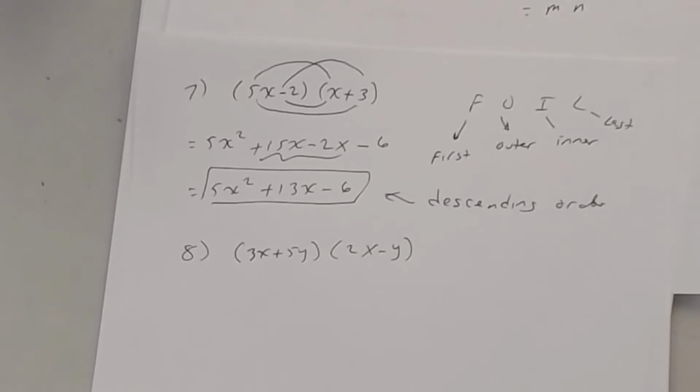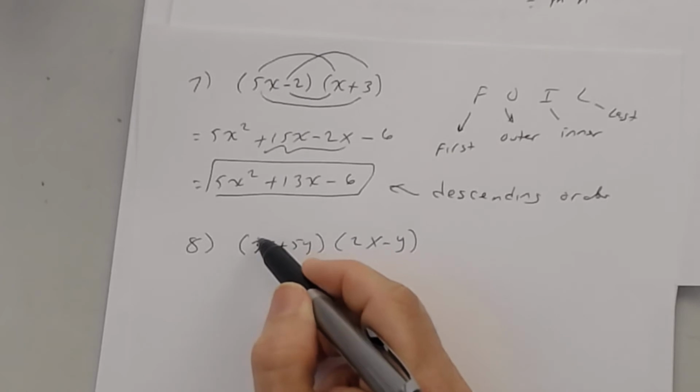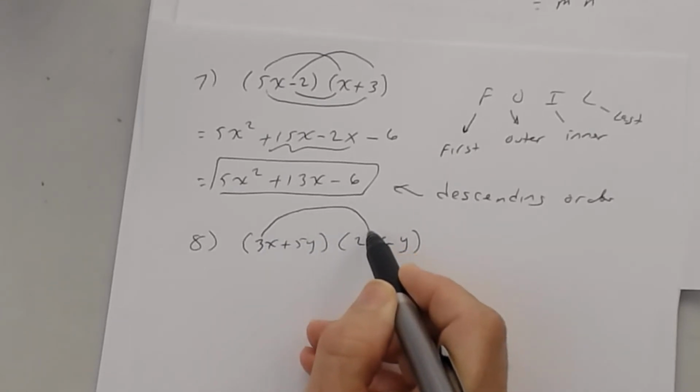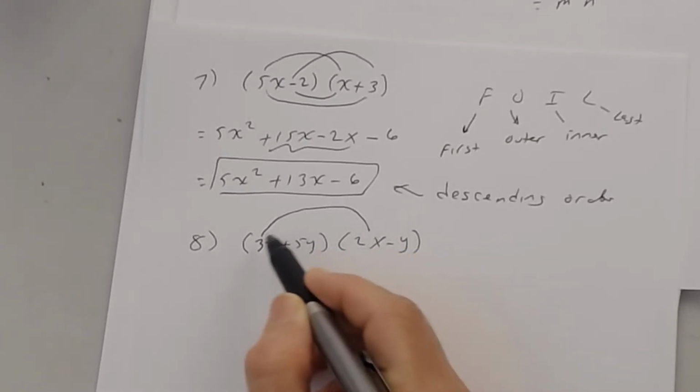All right, so how are you going to multiply those two? That's 3x plus 5y times 2x minus y. How are you going to multiply that? FOIL. All right, so first, outer, inner, and last. That's all you have to do. What's the first? 3x. Now, it helps if you draw those arcs.